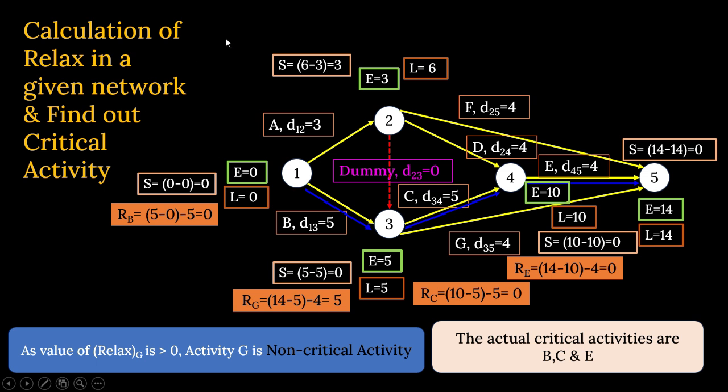So by calculating slack at any node is not always the foolproof method. So you have to apply the relax method to exactly find out which one is your critical activity. Clear? Very good.